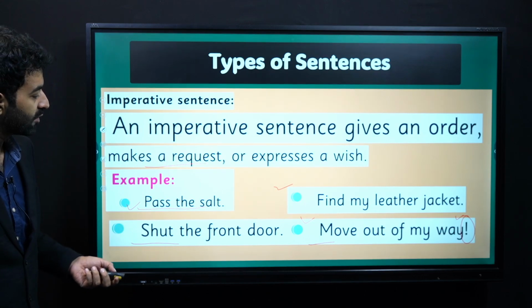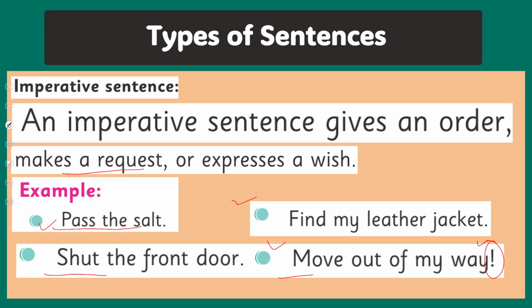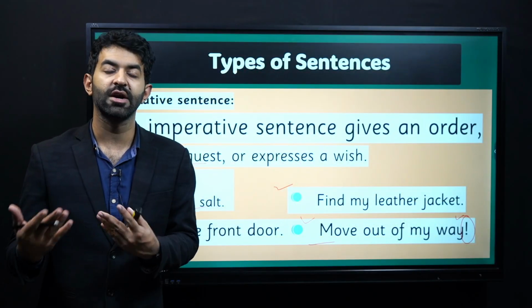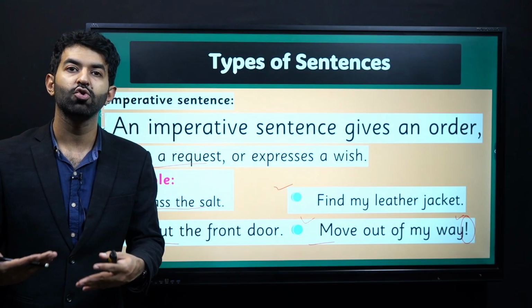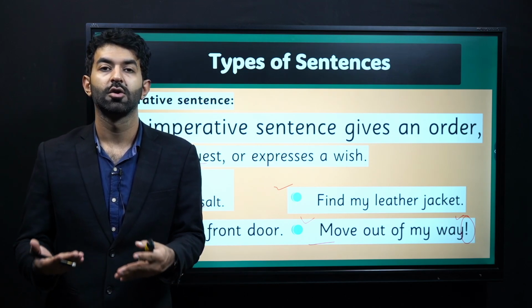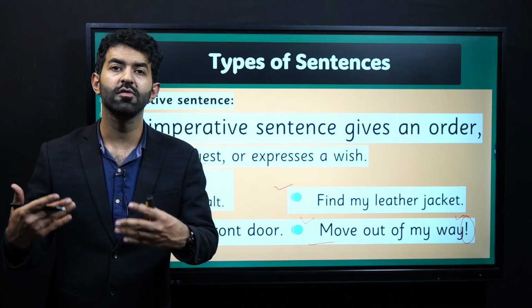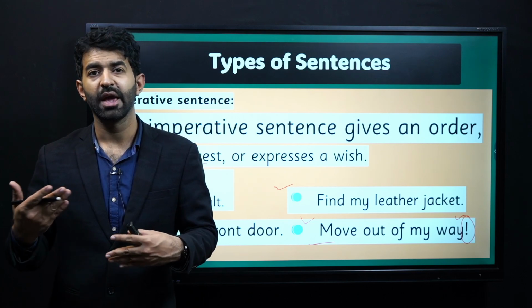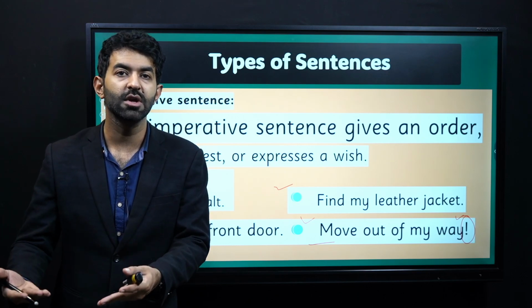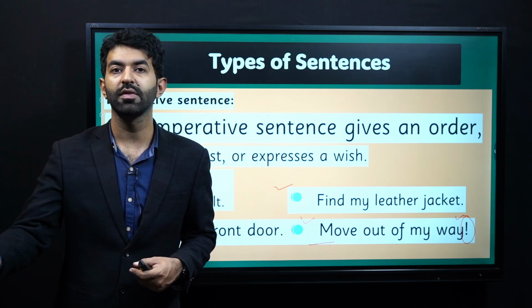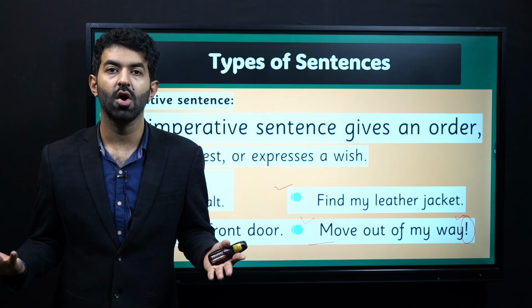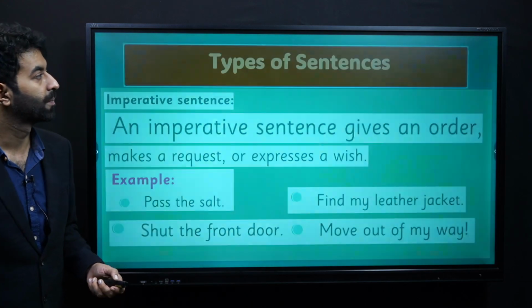Pass the salt. Pass me the salt. Bring me a glass of water. Please shut the door. Kindly allow me to enter the room. Do not talk to me. Turn off the lights. Can you do something for me? Or can you turn on the TV? So all these are your imperative sentences.